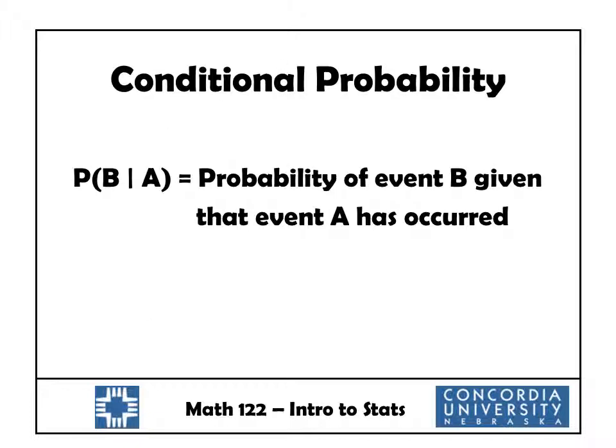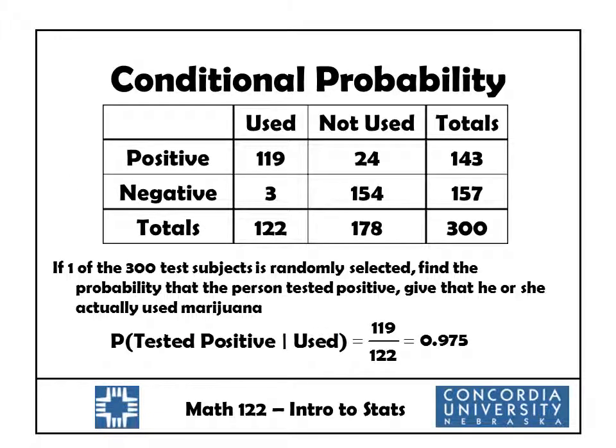Now, conditional probability, we mentioned this a minute ago. B given A is the probability of event B given that event A has occurred. An example we did in class deals with results from a marijuana drug test. Suppose we select one of the 300 test subjects randomly. Find the probability that the person tested positive given that he or she actually used marijuana.